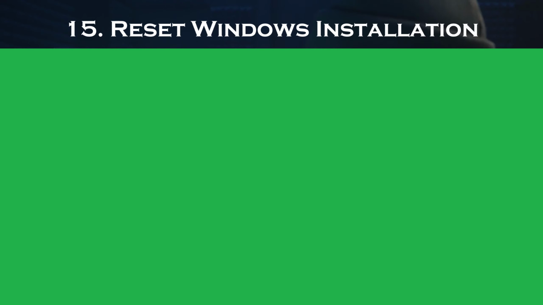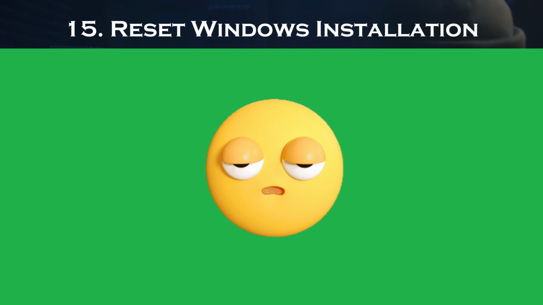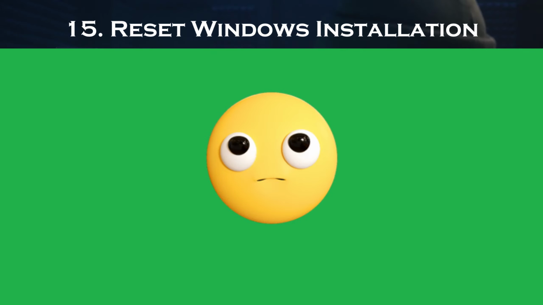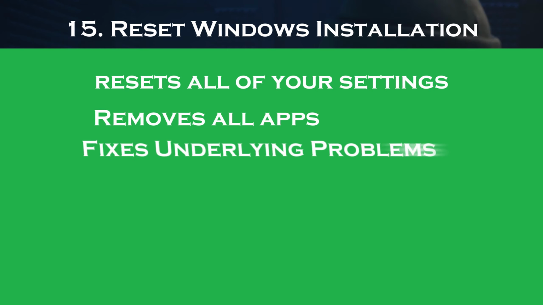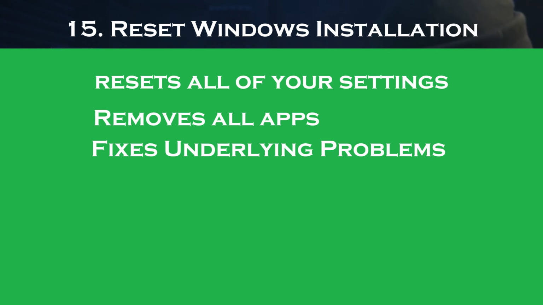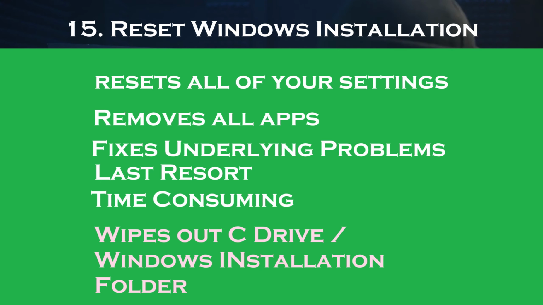And lastly, we have resetting your Windows 10 installation. If you have tried all of the above steps and you are still having the brightness problem, in search of how to fix Windows 10 brightness control not working, you can try resetting your Windows 10 installation. This will reset all of your settings and remove all of your installed apps, but it should also fix any underlying problems within your system. However, this is the last resort. It can be a time-consuming process. It's also important to note that resetting your Windows 10 installation may erase your personal files on the C drive, so be sure to back them up before you proceed.